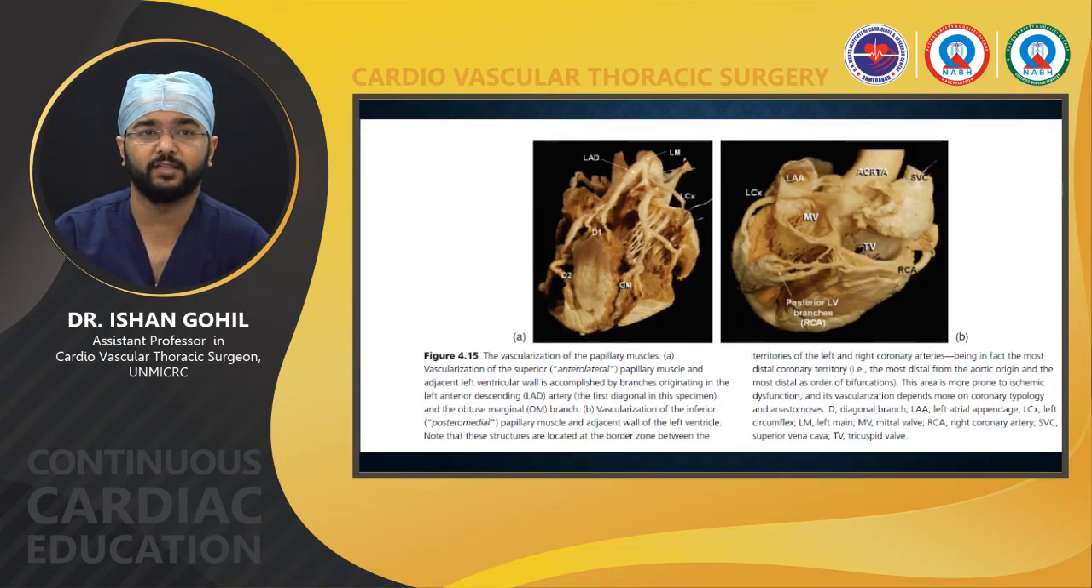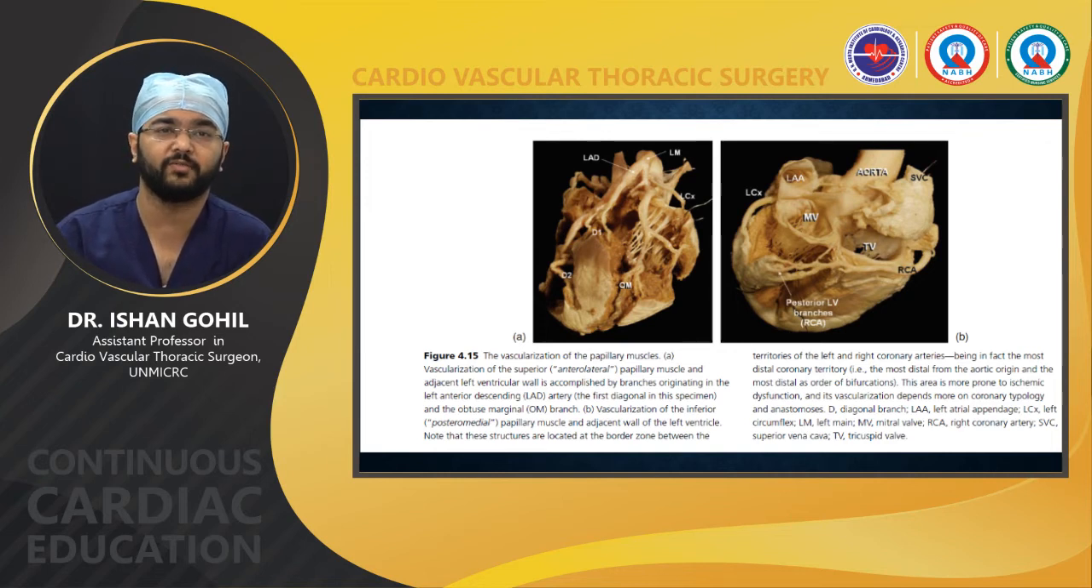So this is the LAD, this is the anterolateral papillary muscle, and this is the LCX. So it has got blood supply from the diagonal as well as from the OM, while the posteromedial papillary muscle only has blood supply from the RCA, hence its blood supply is compromised.